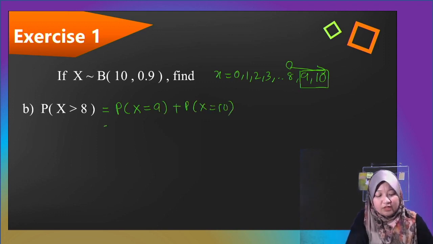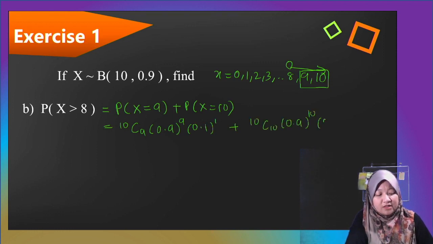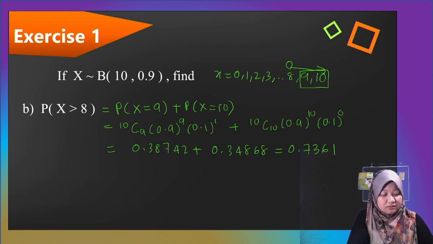So by using formula, 10C9, 0.9 power of 9, 0.1 power of 1 plus 10C10, 0.9 power of 10, 0.1 power of 0. Okay, so use your calculator. We have 0.38742 plus 0.34868. We have 0.7361. Okay, next.